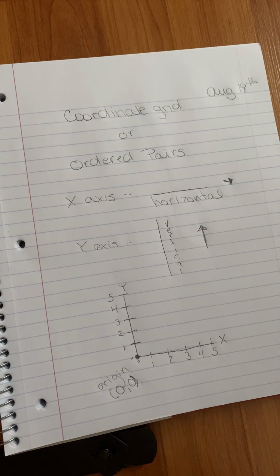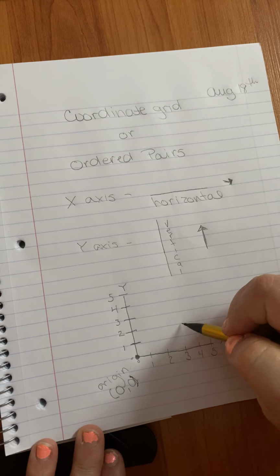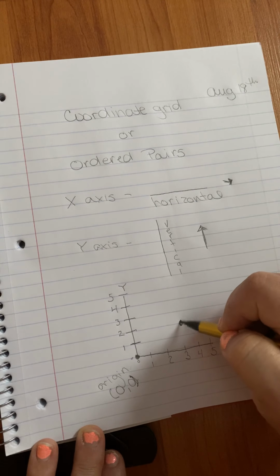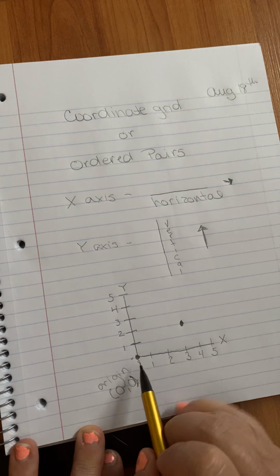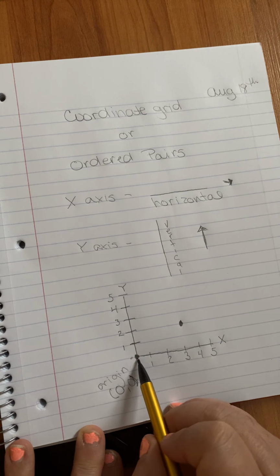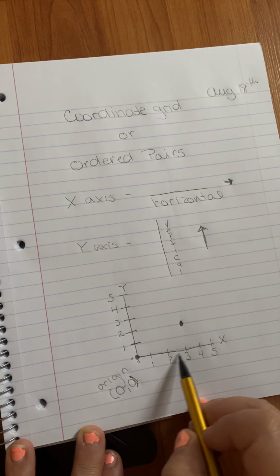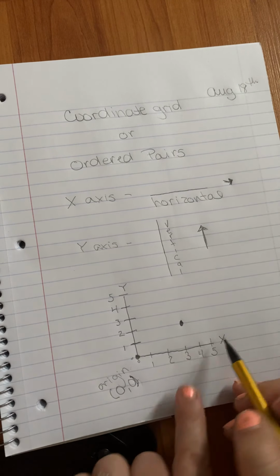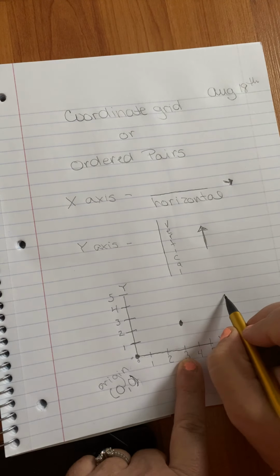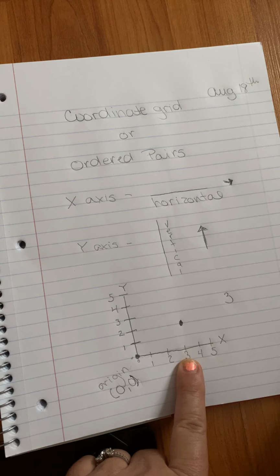If I want to move to a point, I always move x first. So we always go x first. Let's say, for example, I'm going to put a point right there. Let me show you how I'm going to do that. I start at 0. You always start at the origin. And you're going to go 1, 2, 3. So I go over first. My first number is going to be 3.